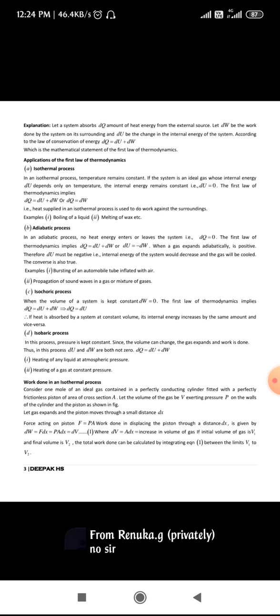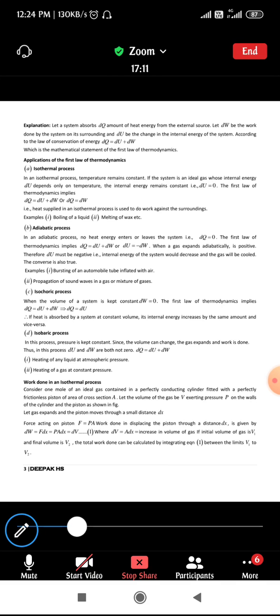Okay, fine. So next is regarding the work done in an isothermal process. This is a very important derivation. It's a 5 marks derivation which they usually ask in your final examination. So, work done in an isothermal process. Let us start with this.